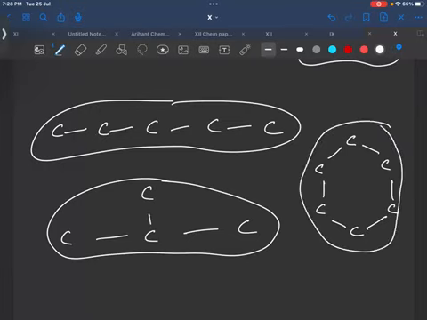In what forms can you find carbon atoms? How are they linked? Ishan, why is your video off? One second, sir. I have to fix the camera. One minute, I'll just bring it back.